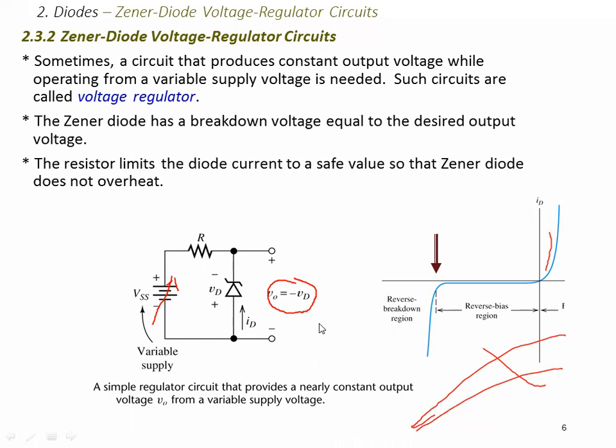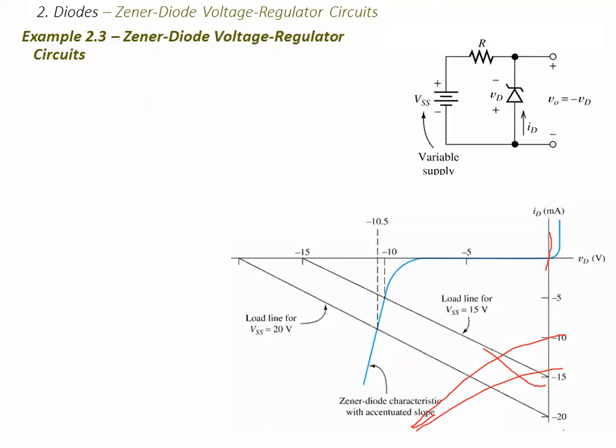So the resistor limits the diode current to a safe value so that the Zener diode does not overheat. Like we are saying, the Zener diode will also have a limit to the amount of current that it can withstand, right? It will allow a certain amount of current, beyond which it will thermally break down. So the resistor will now be used to keep that value in a safe range, right? So this is our example.